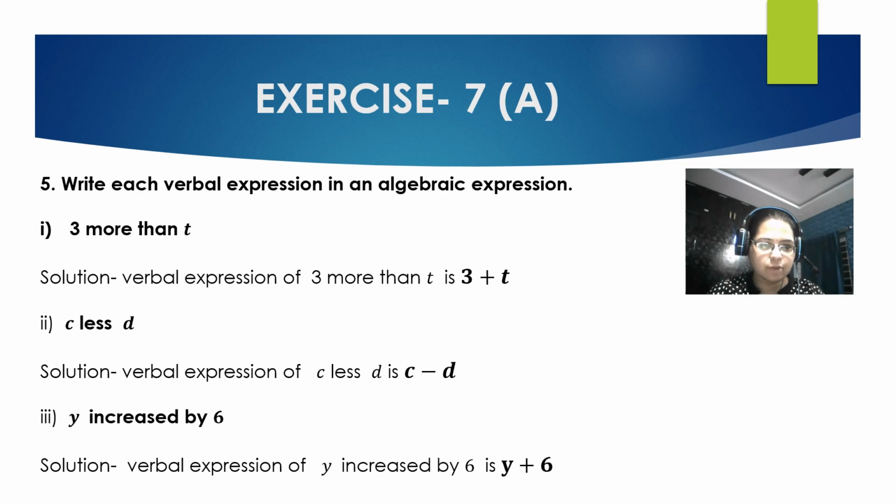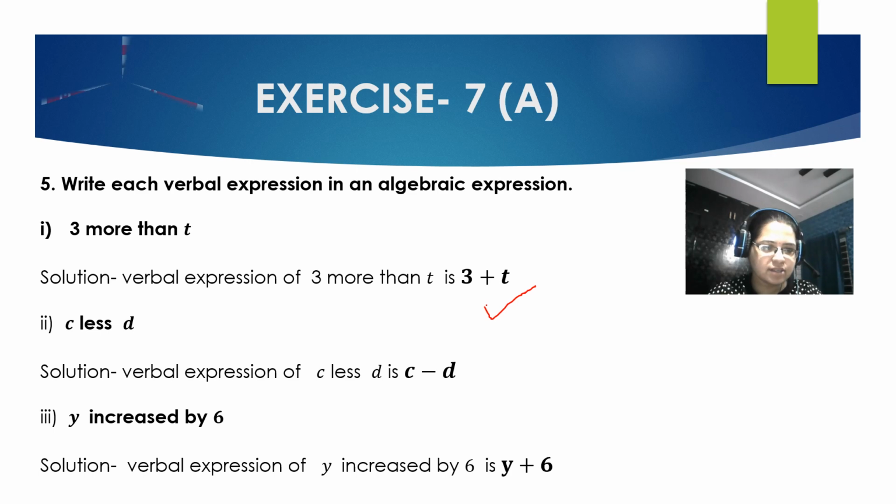Now we'll solve question number 5. Question number 5 is write each verbal expression in an algebraic expression. Verbal expressions are given and we have to convert this verbal expression in an algebraic expression. First bit is 3 more than 8. More than means more, that is addition. So verbal expression of 3 more than 8 is 3 plus 8. More than will be represented with plus symbol, addition.